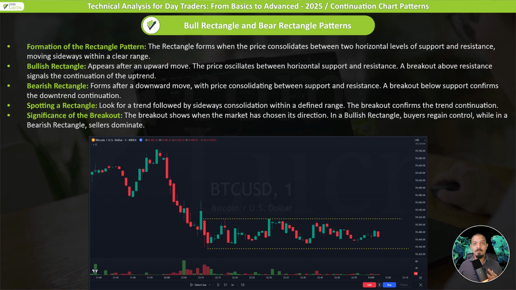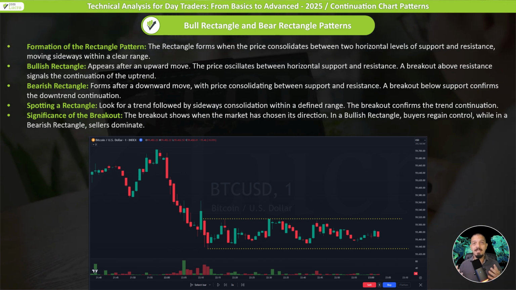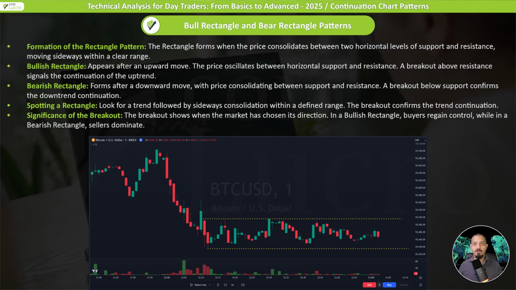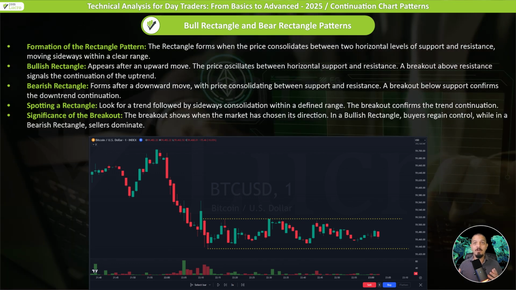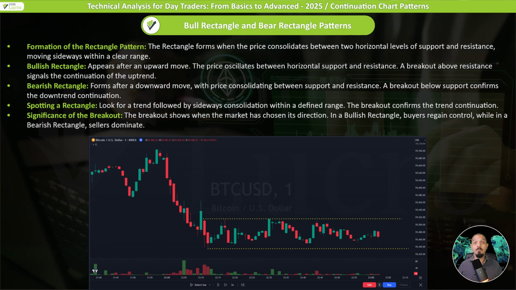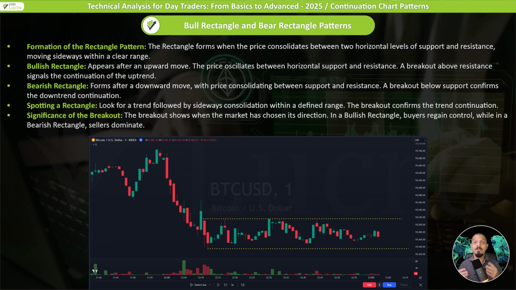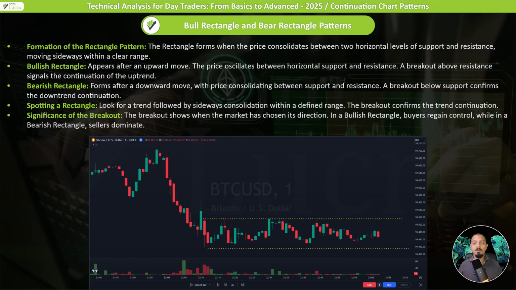The breakout is critical, as it shows when the market has decided its direction after the period of consolidation. In a bullish rectangle, buyers regain control once the price breaks above resistance, while in a bearish rectangle, sellers dominate when the price breaks below support.